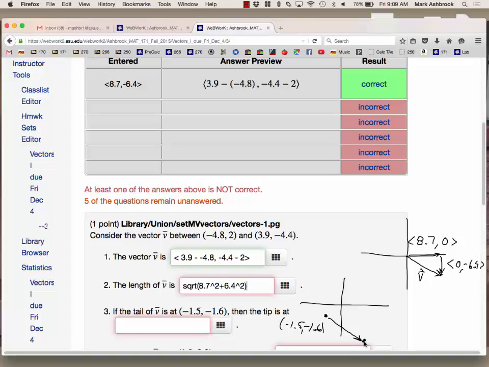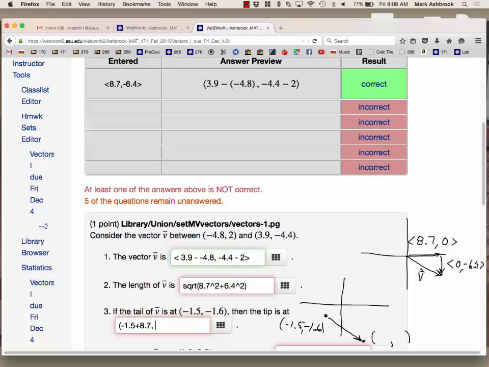So then the question is, what are the coordinates of that tip point? So we start at negative 1.5, and what's our change in x? So how are we going to get the x coordinate of the tip? Just add it, right? We're saying negative 1.5, and a change of 8.7 is going to put us at... Now this is a point. This isn't a vector. This is a point. So we use parentheses. So negative 1.5, and we're going to add the change, 8.7. Start at that point, make a change of 8.7, you're going to get your final point.